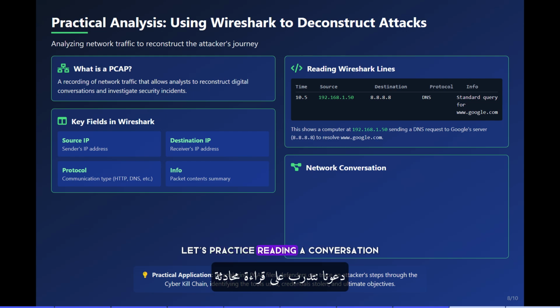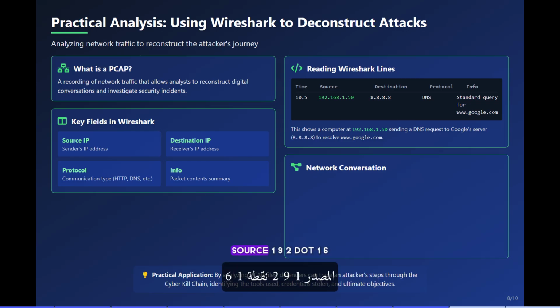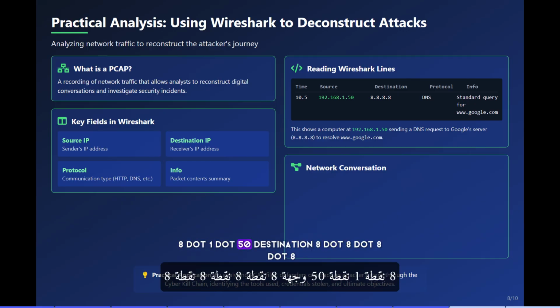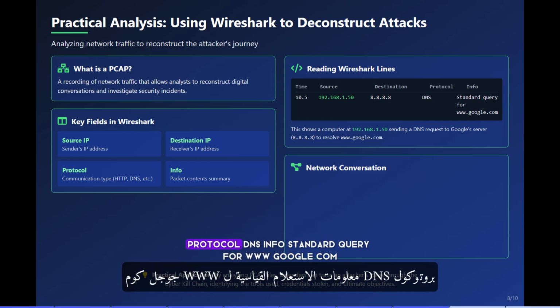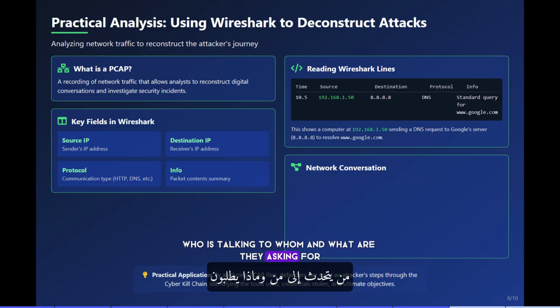Let's practice reading a conversation. Look at this simplified Wireshark line. Time, 10.5. Source, 192.168.1.50. Destination, 8.8.8.8. Protocol, DNS. Info, standard query for www.google.com. Who is talking to whom, and what are they asking for?